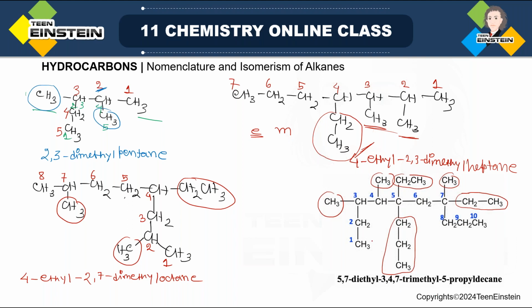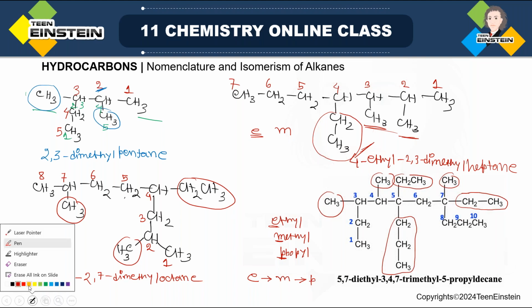So here the name we are having, we have ethyl substituents, we have methyl substituents, we have propyl substituents. Now E, M and P. So alphabetically E should come first, after that it should be M, and then at last there will be propyl. Now the substituents for ethyl, here we have, which is at 5 position and also 7 position.